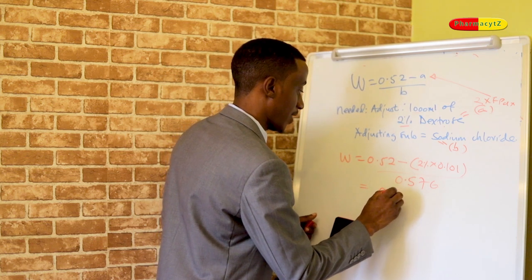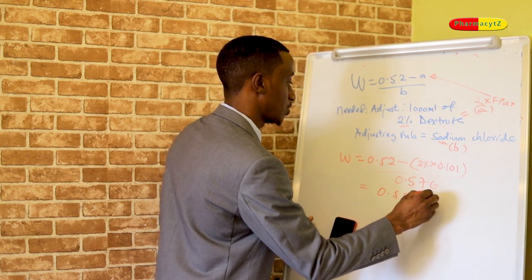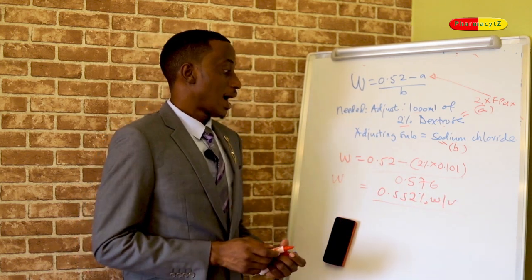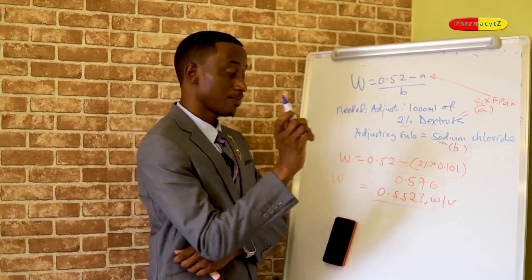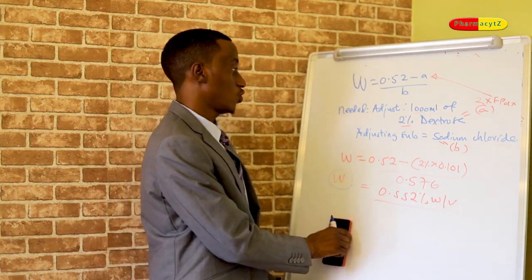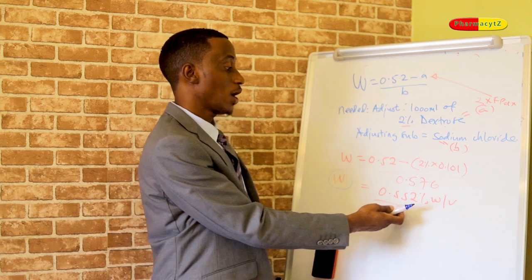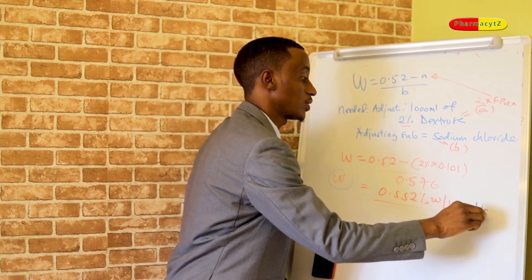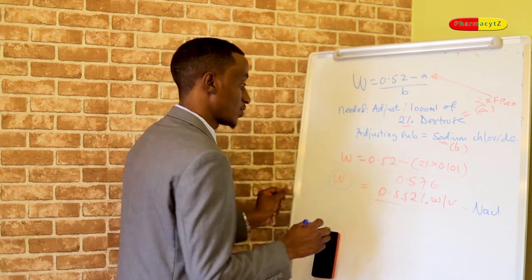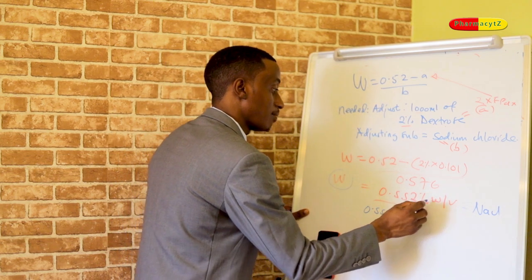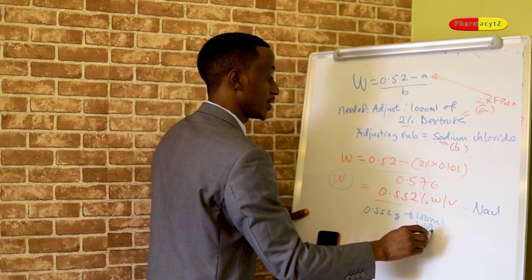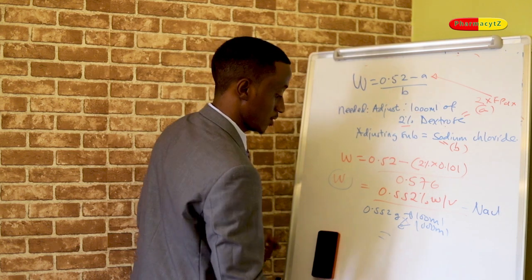You get 0.552 percentage weight in volume. This is W. So up to this moment, remember W in this formula should come out as percentage weight in volume. We were looking for the amount of adjusting substance, and now we have the concentration of the adjusting substance, sodium chloride. 0.552 is not the amount, it is the concentration. To get the amount, consider that 0.552 means 0.552 grams are in 100 mL. So what about the total solution, which is 1,000 mL?